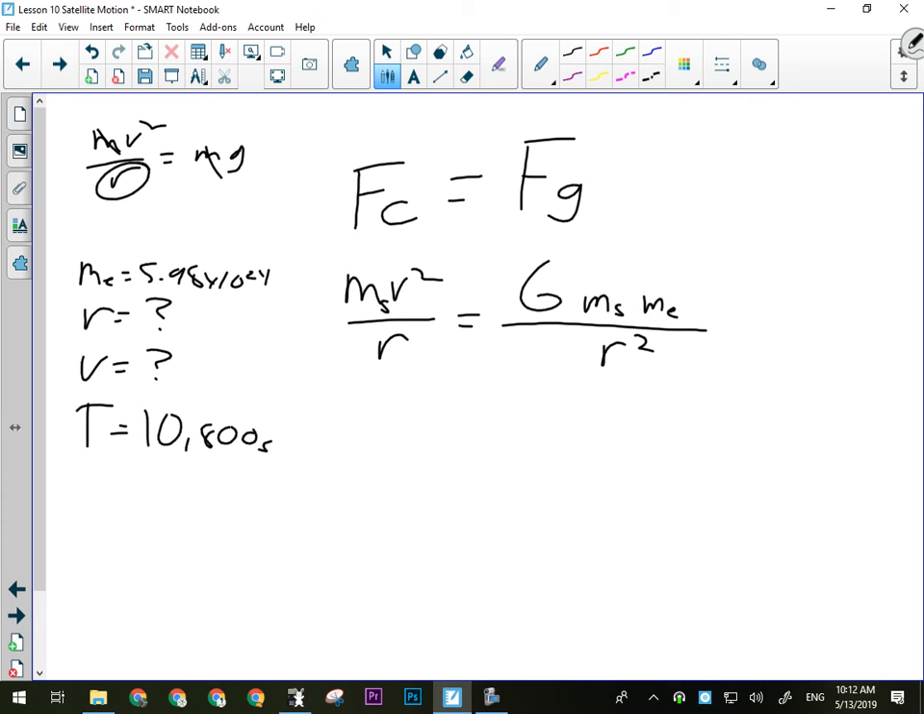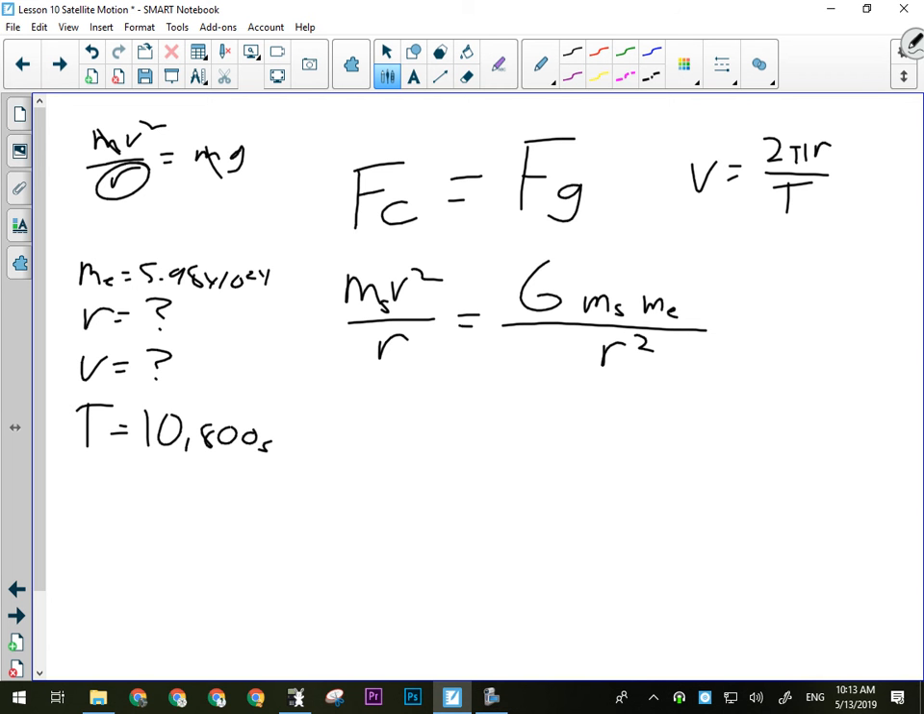What am I supposed to do? I can't even use this formula. It's not going to help me. I can't calculate V with that formula because I got T, I don't have R. So I can't even use that. So what do I do? I substitute. Okay, that's what I do.